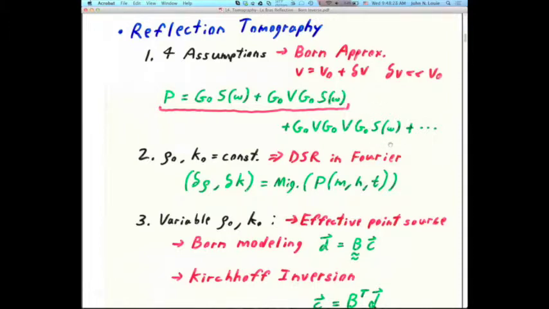We have the source wavelet, and then that gets propagated down to a reflector, where it gets operated on by the reflectivity potential V. And then there's direct propagation to another reflector, where there's a different V, okay, and then propagation to the surface. So that's a double reflection, okay? And of course, this is a series, it goes on. You know, you can have a million of these V's in there.